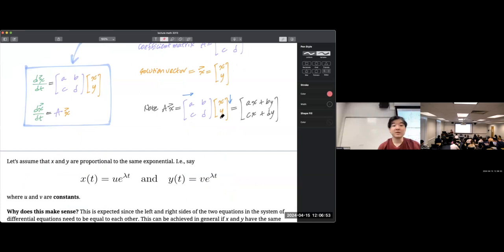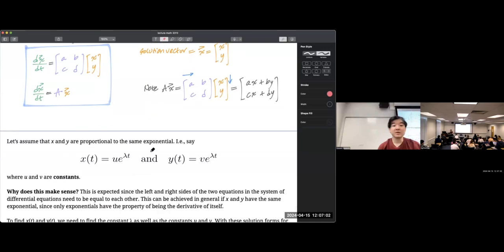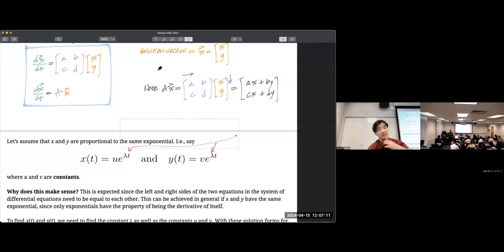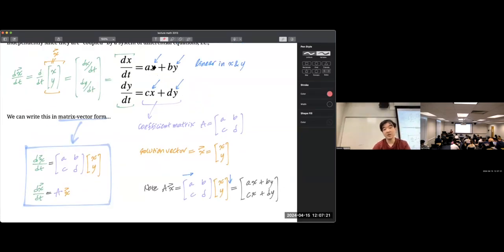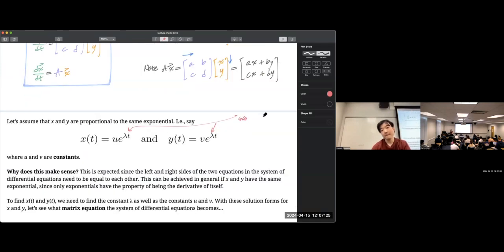I'll say that the lambdas for both of these have to be the same, because if you use a different lambda for both your x and y, then on the right-hand side, those exponentials need to be the same. If you had e to the 2t and then e to the 3t, those don't add up to give you the same exponential. If x was e to the 2t, then the derivative would be e to the 2t. So you do need x and y to have the same exponential. So these are the same lambda.